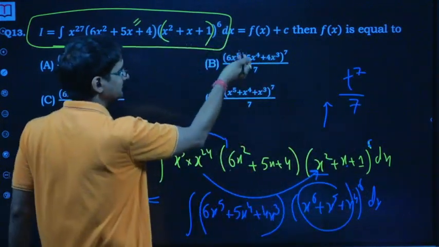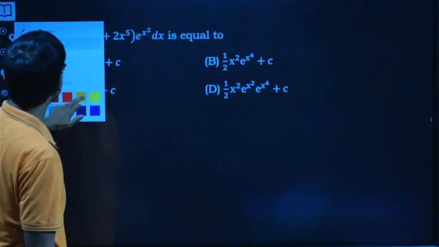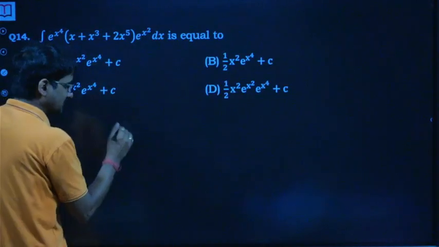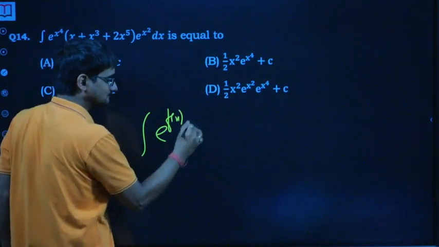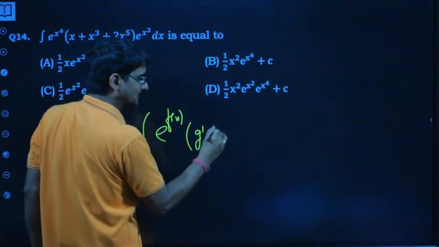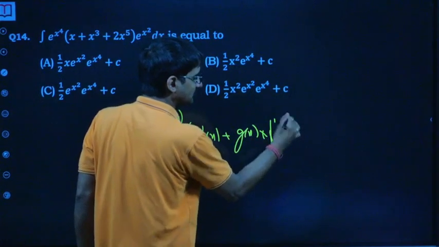So that should be the answer. So moving to the next question. Next one is e raised power x. Again, see, this question is based on this property, g dash x plus gx into f dash x dx.